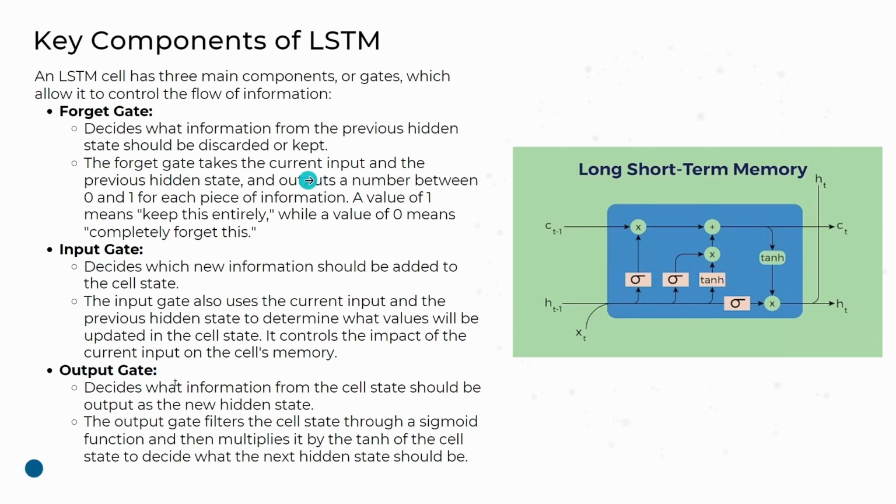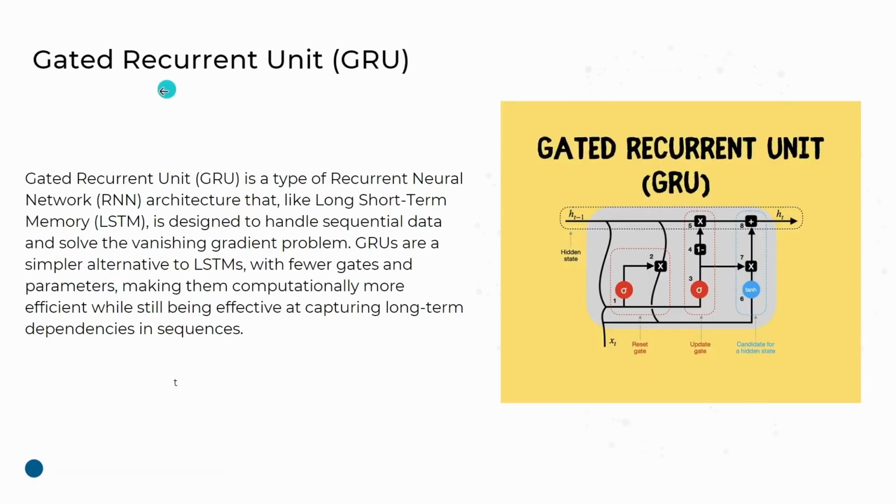Main objective over here is what should I remember, what should I forget. Next we have the gated recurrent unit. This is also a type of recurrent neural network architecture like the long short term memory. It is also used to handle sequential data and solve the vanishing gradient problem. This is a simple alternative to LSTM with fewer gates and parameters, making it computationally more efficient while still being effective at capturing long-term dependency in the sequence.